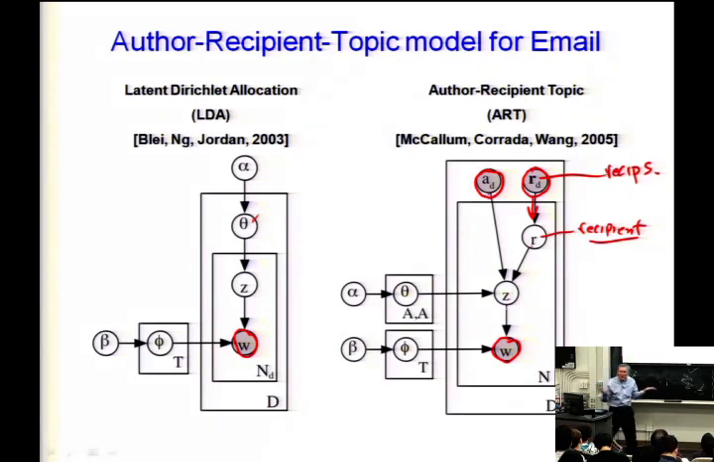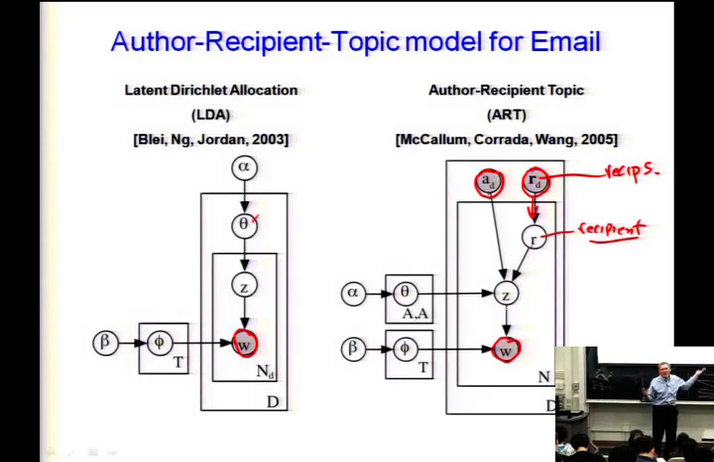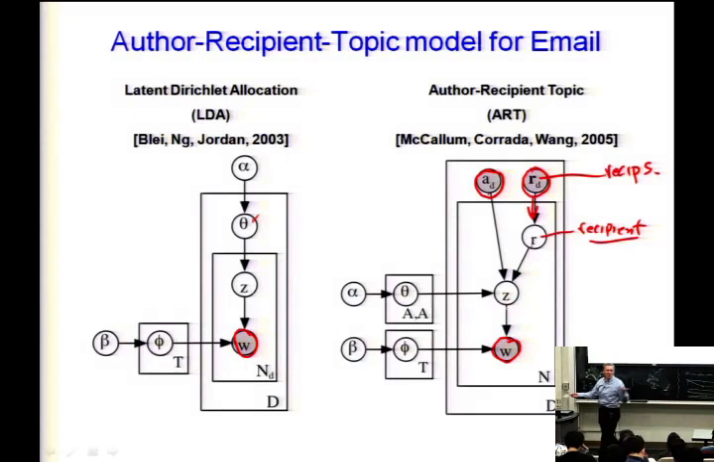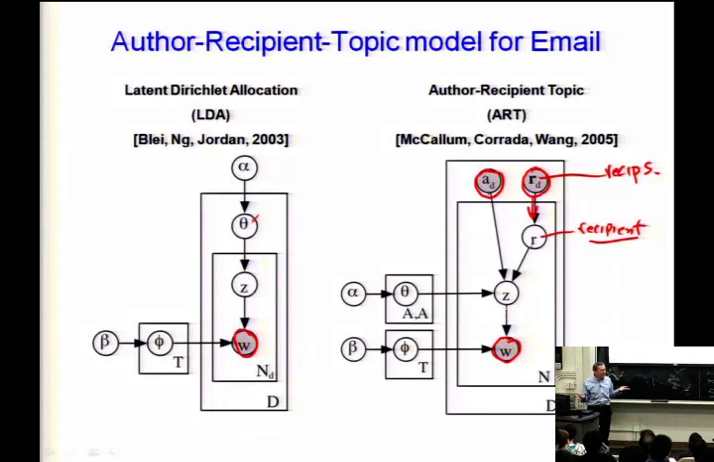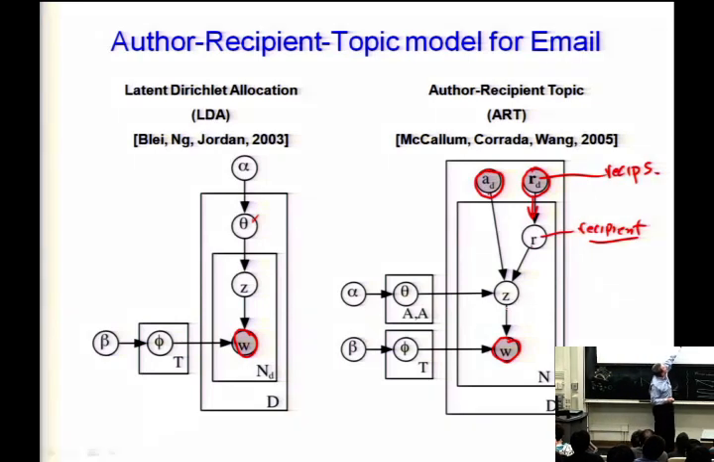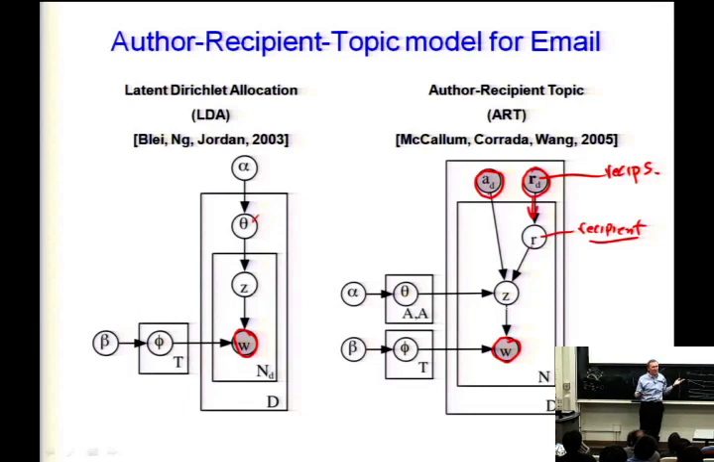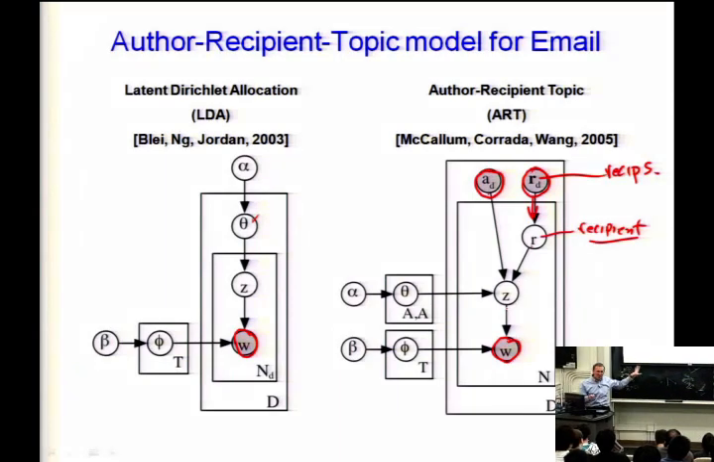Okay, so reasonable model. Basically, it's just saying the words you talk about depend on who's writing the email and who they're sending it to. But now we've got these latent topics, so we can now ask what's the probability of different topics given a particular author and recipient? What do different people talk about to each other? So you get the model?